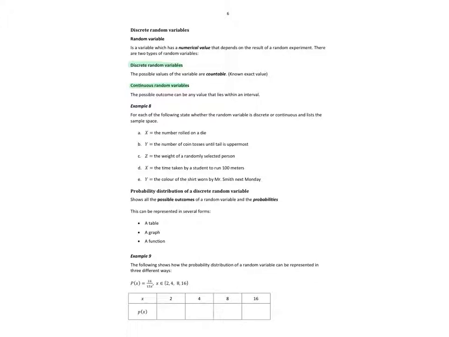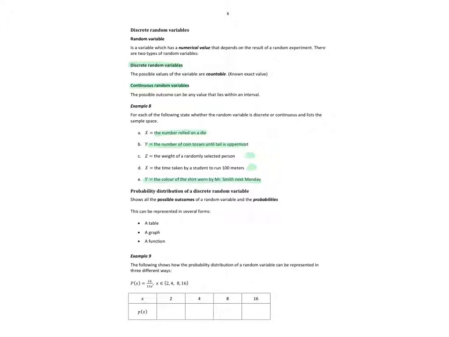a quantity within an interval. So it might be a height or a weight, a time. You have 2.3 seconds or 22.4 kilos, that kind of thing, 182.3 centimeters. So in terms of whether something is discrete or continuous, the discrete variables here would be the number that you roll on a die. It's a whole number. The number of coin tosses until a tail, so it's got to be a whole number of coin tosses. The weight of a person, not so much. It could be a decimal. Time taken to run 100 meters, again, a decimal. The color of a shirt worn by Mr. Smith, again, it's discrete data because it's a particular category.